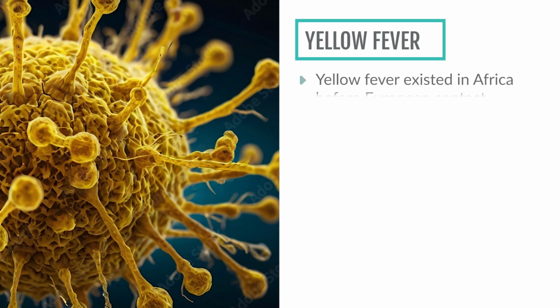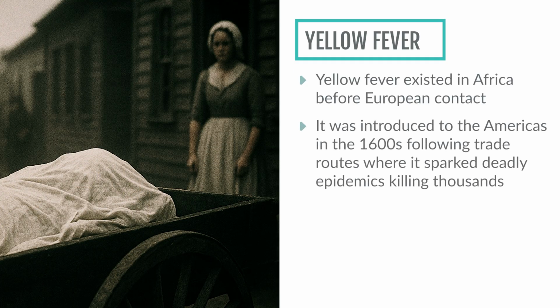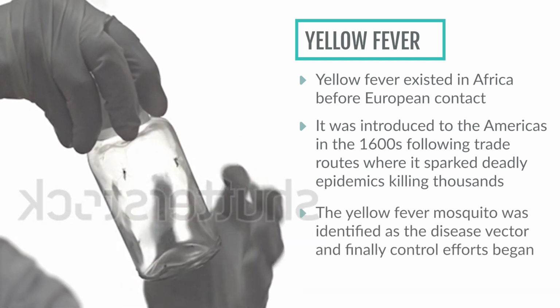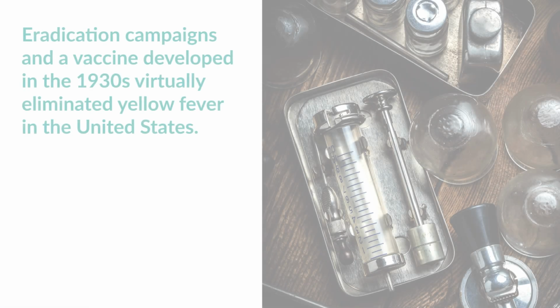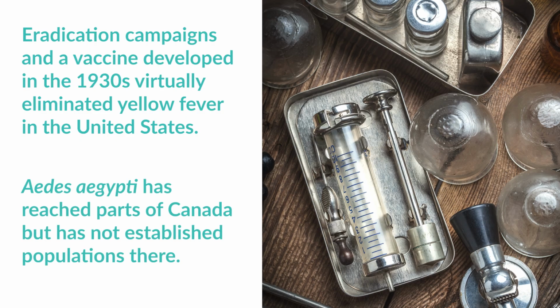Yellow fever existed in Africa before European contact, but once introduced to the Americas in the 1600s, it followed trade routes and sparked deadly epidemics, killing thousands through the early 1900s. It wasn't until the mosquito was identified as the disease vector that control efforts began to succeed. Eradication campaigns and a vaccine developed in the 1930s virtually eliminated yellow fever from the United States. Though Aedes aegypti has reached parts of Canada, it has not established populations there.